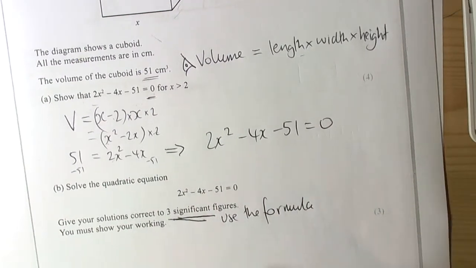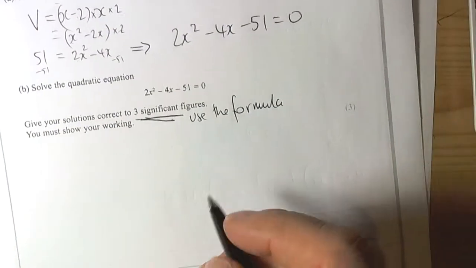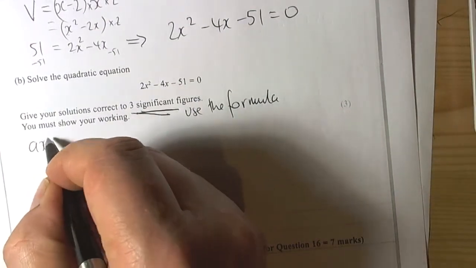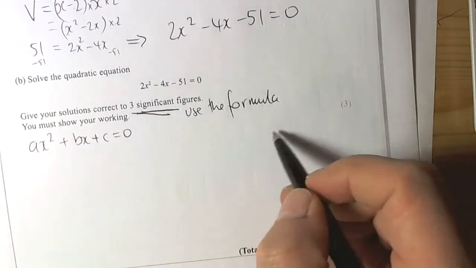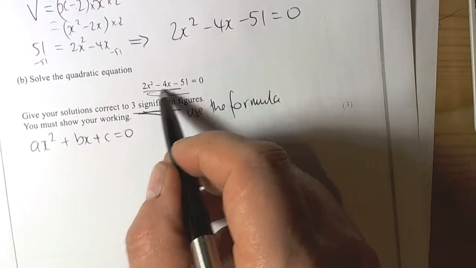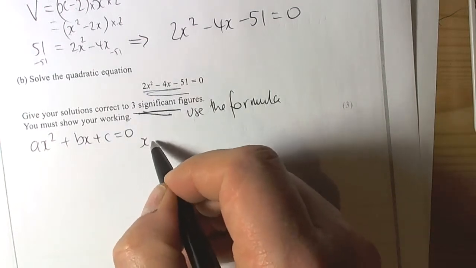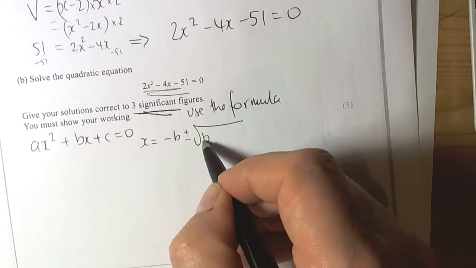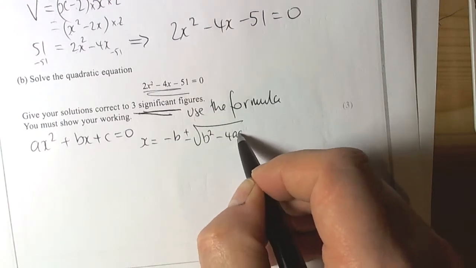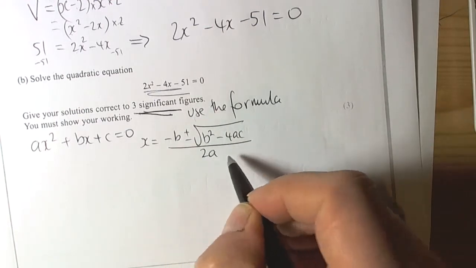So from the front of the exam paper we can see that the formula says that if you have the general quadratic ax squared plus bx plus c equal to 0, which this one compares to, then you can find the x value by doing the negative of the b value plus or minus the square root of the b value squared, take away 4ac all over 2a.